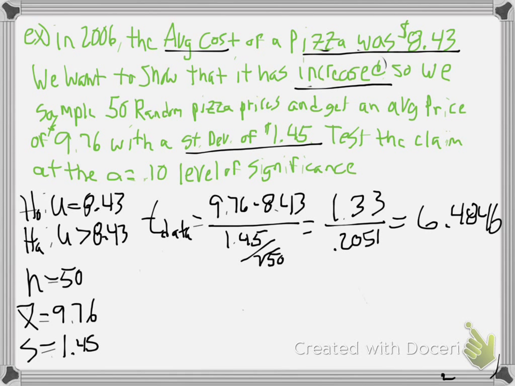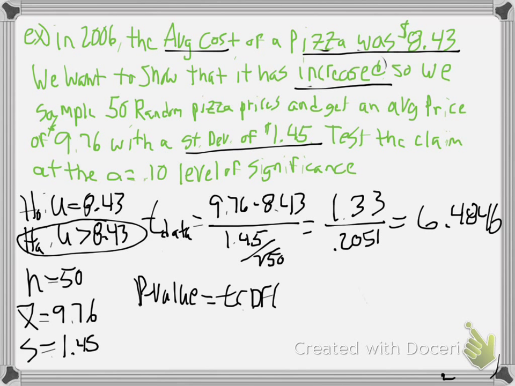Okay, so after we do the test stat, we do the p-value. So remember the p-value, since we have a right tail alternative right here, that's a right tail, greater than, that means I'm going to go from my test stat, 6.4846, to E99. I'm also going to use tcdf. So let me write that I'm doing the p-value here. P-value equals tcdf of 6.4846 to E99.